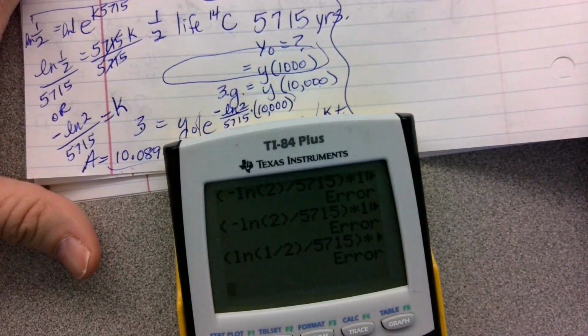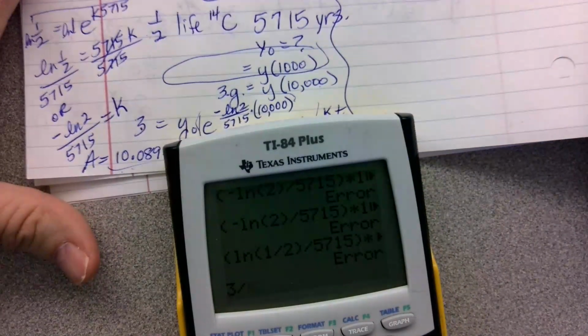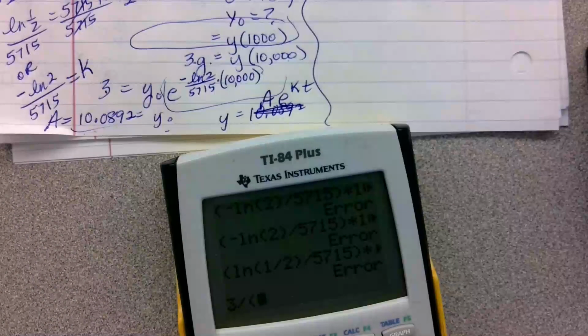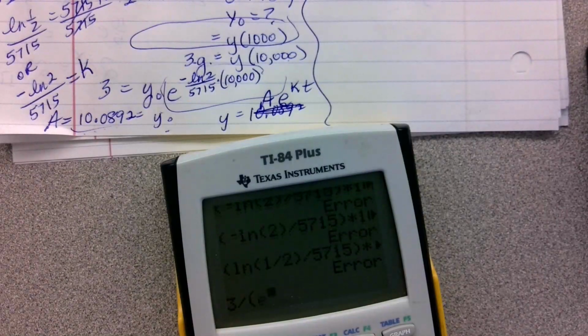so we're saying 3 divided by parentheses, e to the negative ln of 2, times 10,000, divided by... I need help. I know. I didn't fall asleep.